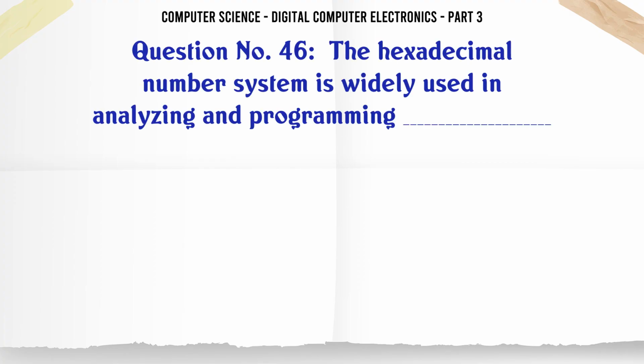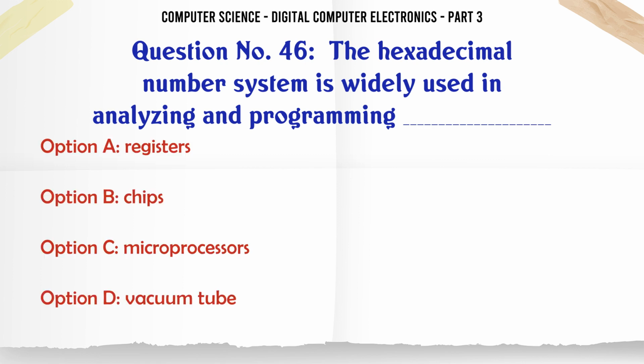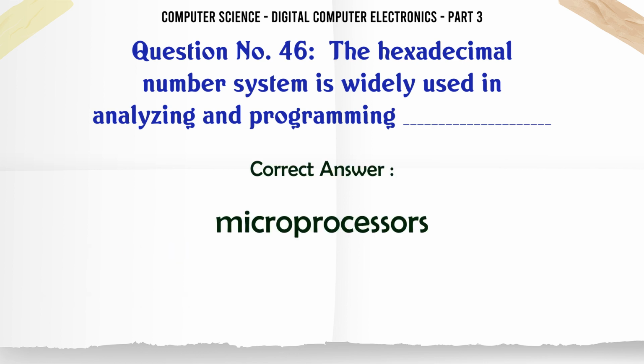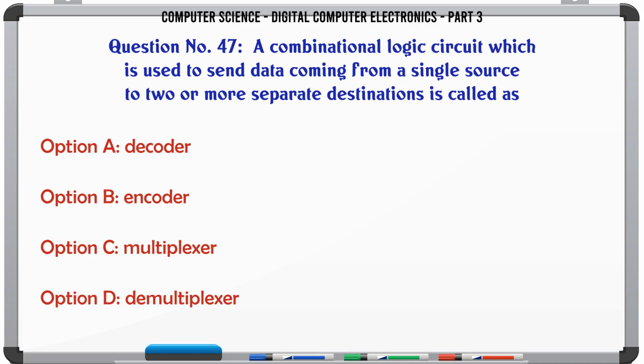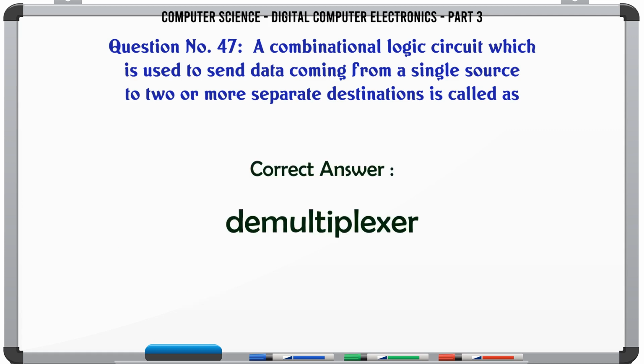The hexadecimal number system is widely used in analyzing and programming A. Registers. B. Chips. C. Microprocessors. D. Vacuum tube. The correct answer is microprocessors. A combinational logic circuit which is used to send data coming from a single source to two or more separate destinations is called A. Decoder. B. Encoder. C. Multiplexer. D. Demultiplexer. The correct answer is demultiplexer.